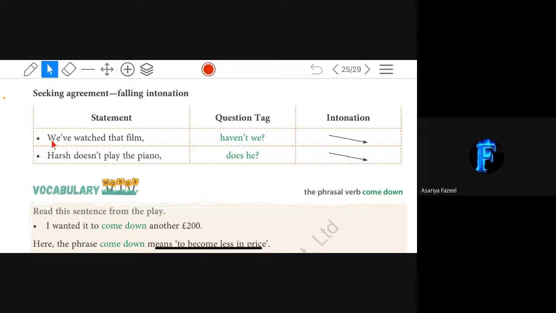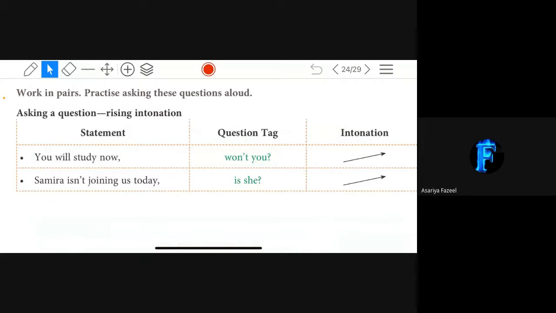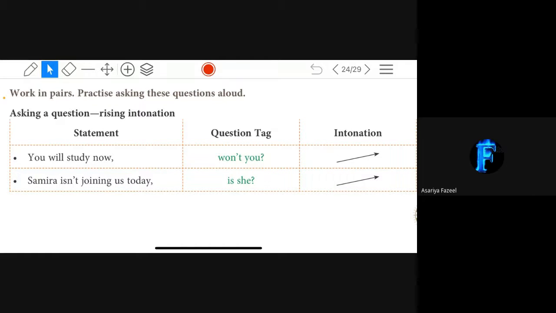How will I read? We have watched that film, haven't we? Harsh doesn't play the piano, does he? Did you notice how my voice fell down over here? Can anyone try to read the same way with rising intonation and falling intonation? Anyone who can read the same way? The first two sentences are with rising intonation. Can anyone read?